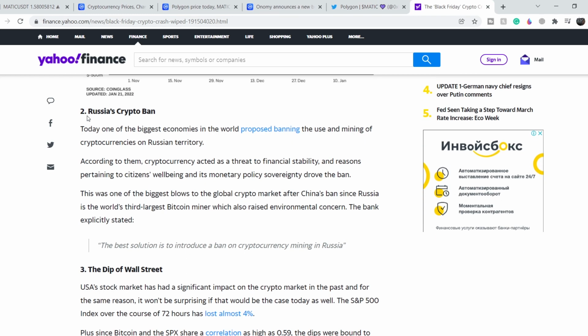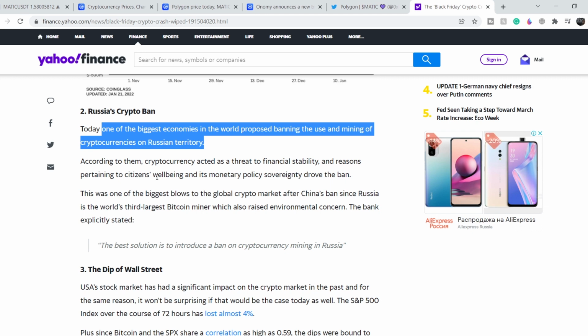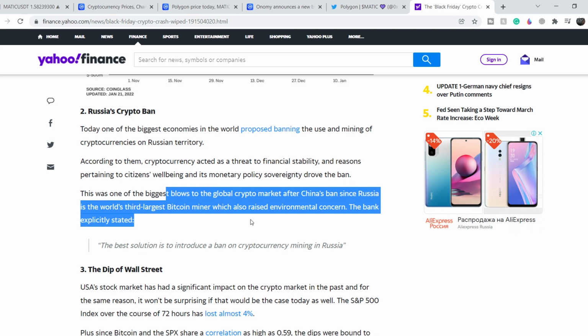Next one, second point, Russia's crypto ban. Today, one of the biggest economies in the world proposed banning the use and mining of cryptocurrencies on Russian territory. According to them, cryptocurrency acted as a threat to financial stability, and reasons pertaining to citizens' well-being and monetary policy sovereignty drove the ban. This was one of the biggest blows to the global crypto market after the Chinese ban, since Russia is the world's third largest Bitcoin miner, which also raised environmental concern.